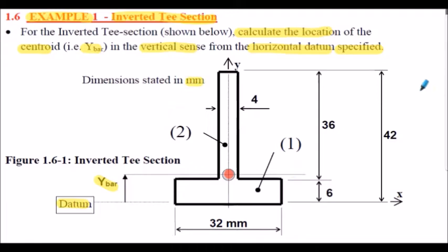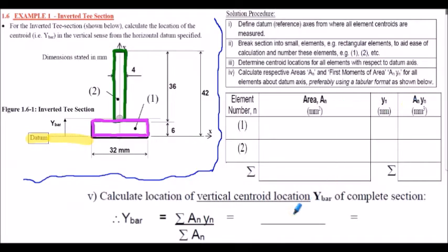So the first thing we're going to do here is to break our section down into 2 rectangles. I've shown the rectangles here. The flange is in purple and the upstand is in green. They're labelled as element 1 and element 2, but that's arbitrary labelling. So what we're going to use here is what's shown as a tabular approach, a nice structured approach to finding the centroids.